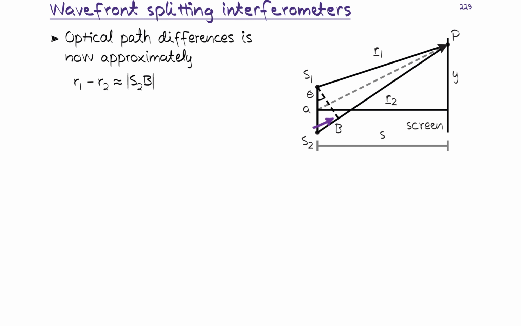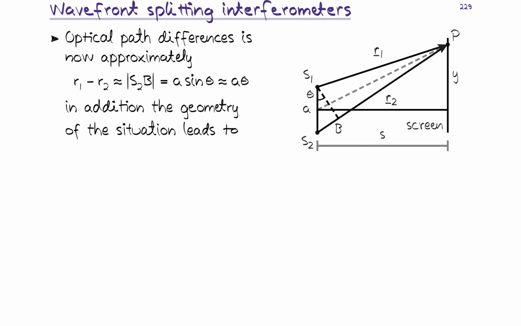So we have B here. We are assuming that the optical path length from here to here is essentially the same as from here to here. So the only thing we must consider is this path length from point S2 to B. And this is essentially A times sine of theta. And when the angle is small, we can equate that this is approximately A times theta.